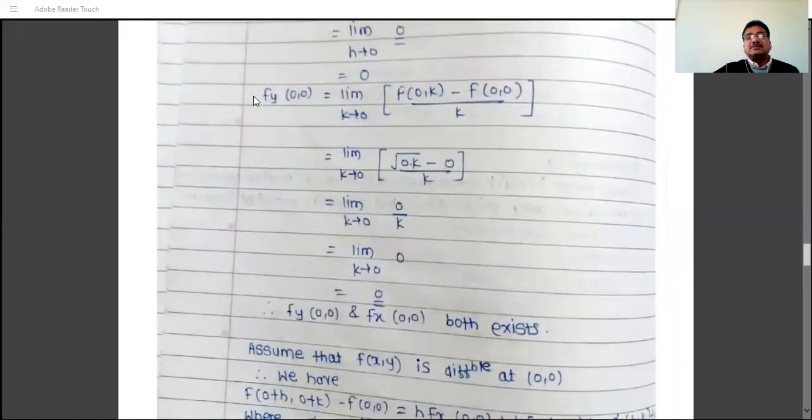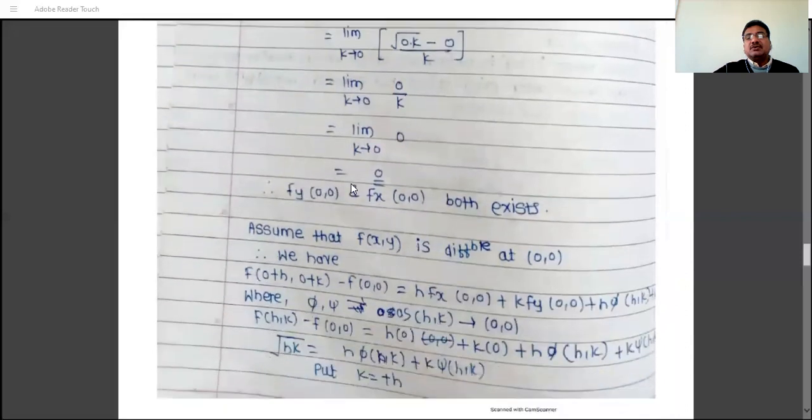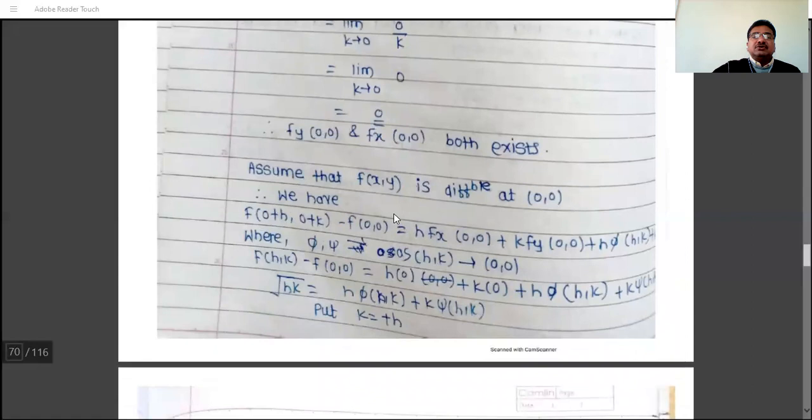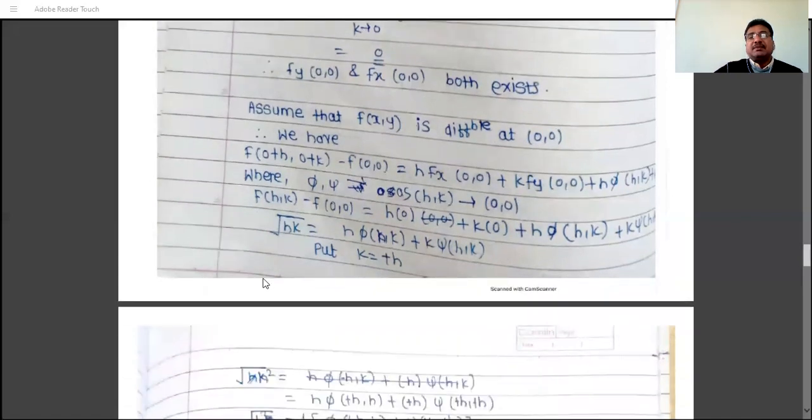The second way is not possible. Fy(0,0) is 0, therefore the third way is not possible. And so we have to show the function is not differentiable at (0,0) by using the definition and the contradiction method. That is where we are going to use the fourth method of showing a function is not differentiable at (a,b). So we assume the function is differentiable at (0,0). This is the contradiction method.